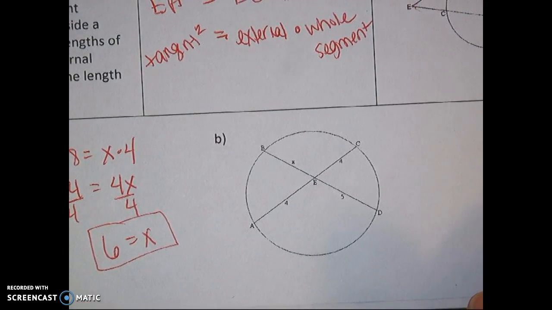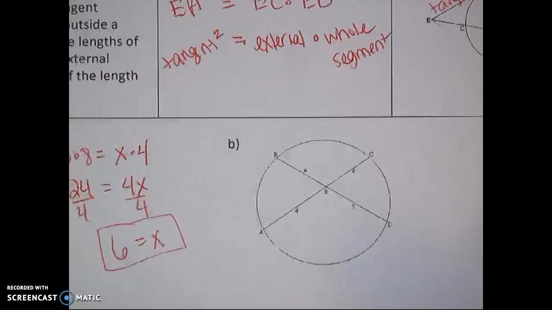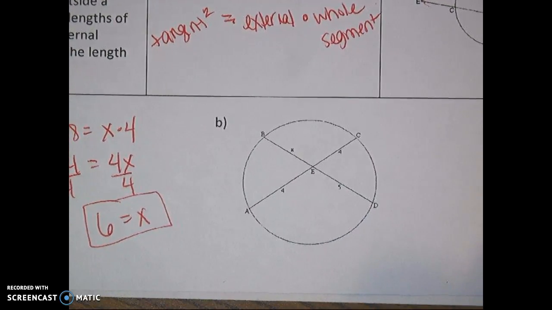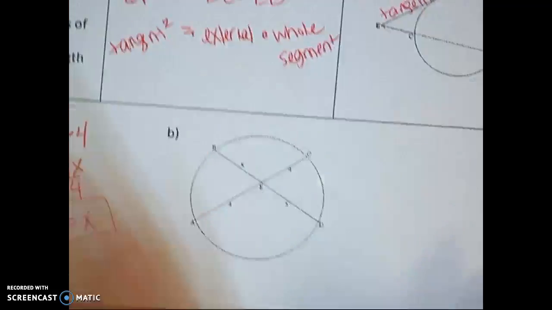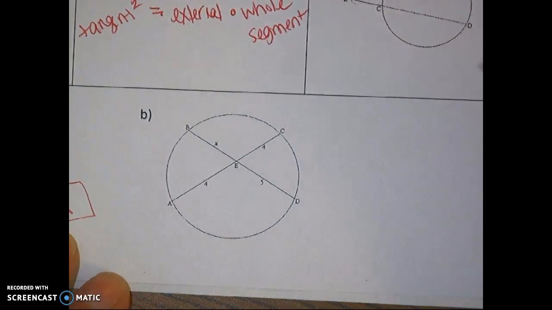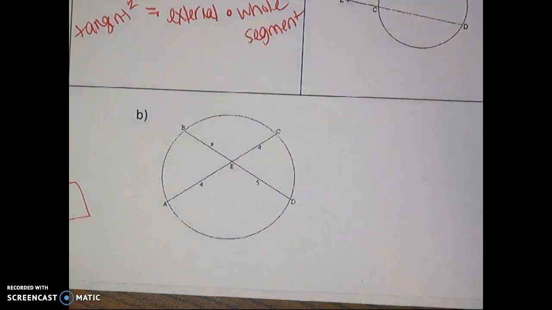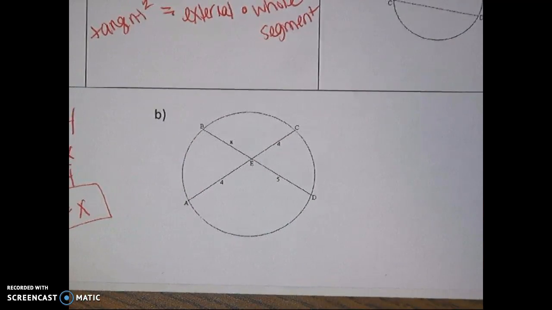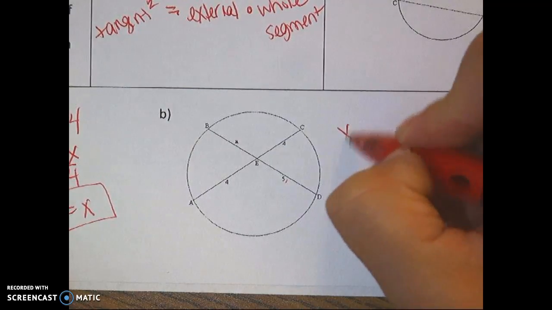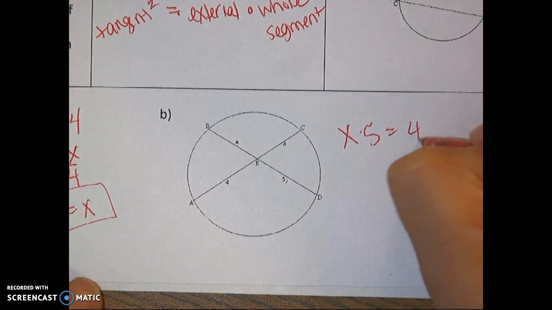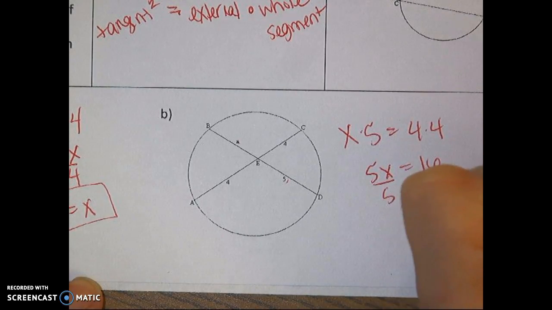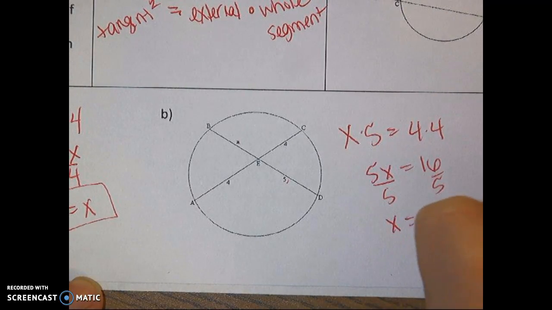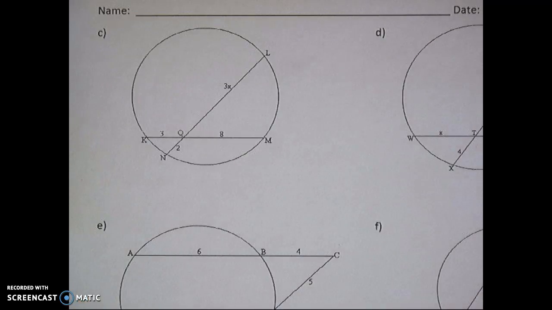Okay. I want you to try part B. Just pause this and try to finish that problem the same way we did part A. And what you should have ended up with is 3.2. It's okay to have a decimal. You would have X times 5 equal to 4 times 4. This is 5X equals 16. Divide by 5. You get X equals 3.2.